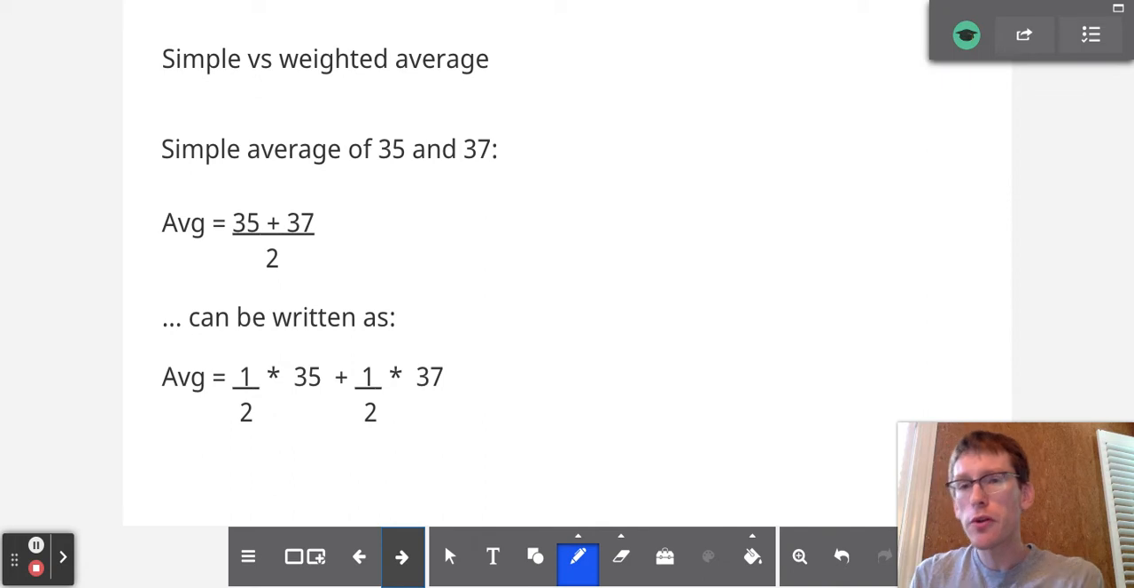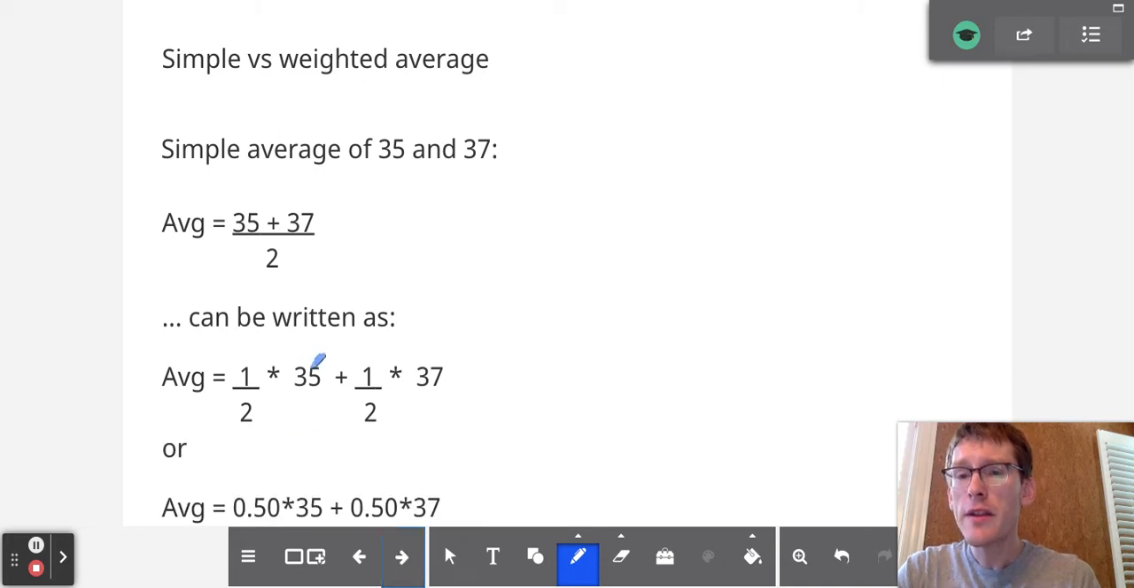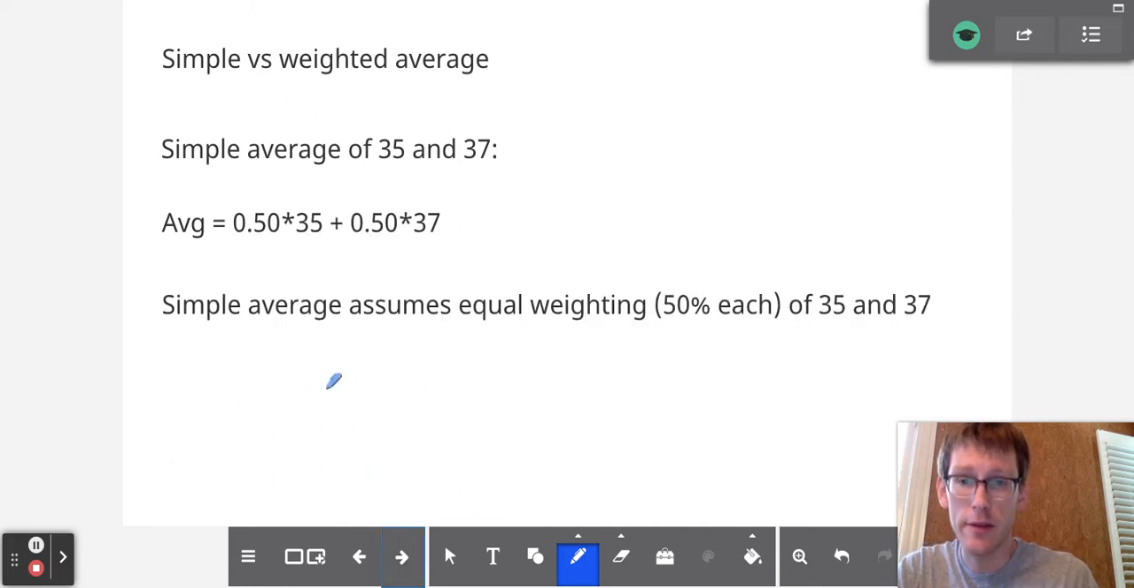But let's move towards a weighted average. How do you get a weighted average? Well, this simple average, we could re-express it as 1/2 times 35 plus 1/2 times 37. It's the same thing as what we had up here. And what this allows us to do is see that, instead of saying 1/2, we can express that as 0.50 and multiply that times 35 and multiply also 0.50 times 37. And all three of these different ways would get us to the same answer of 36.